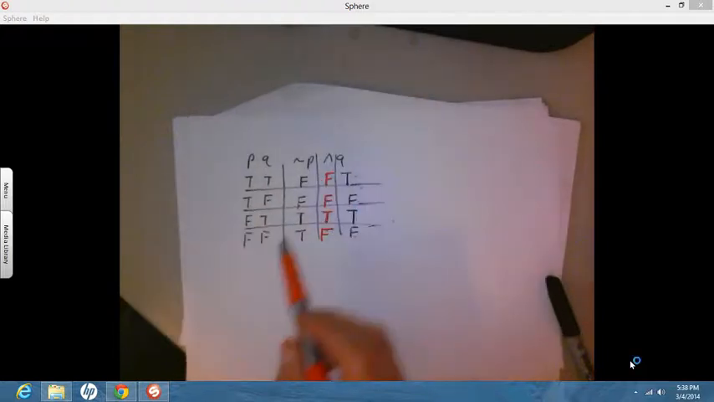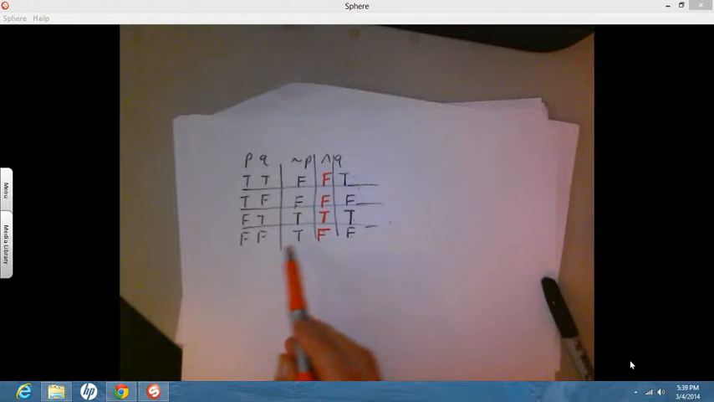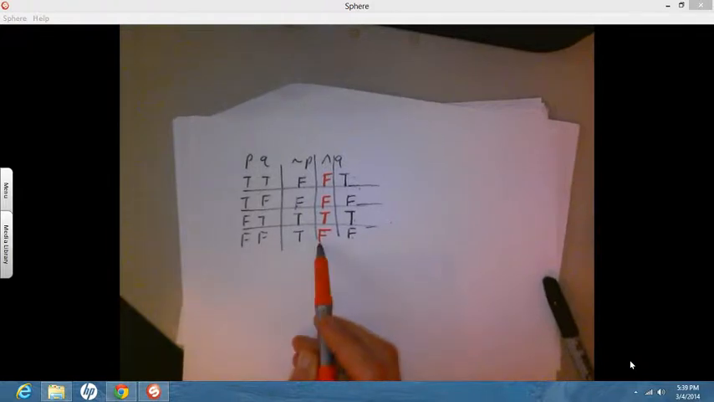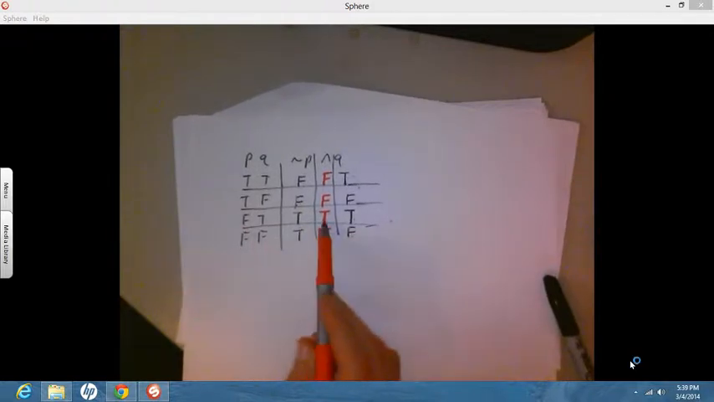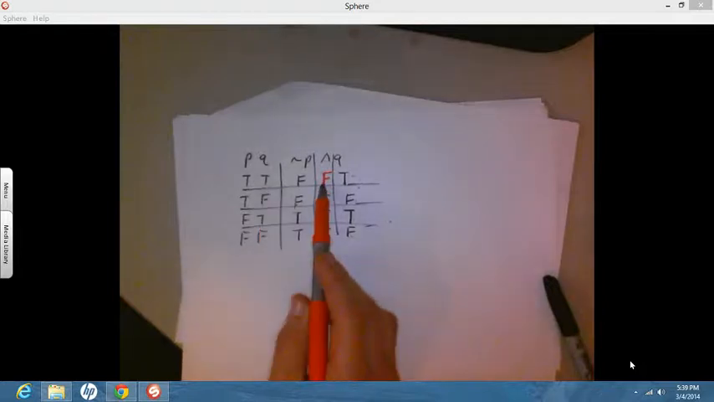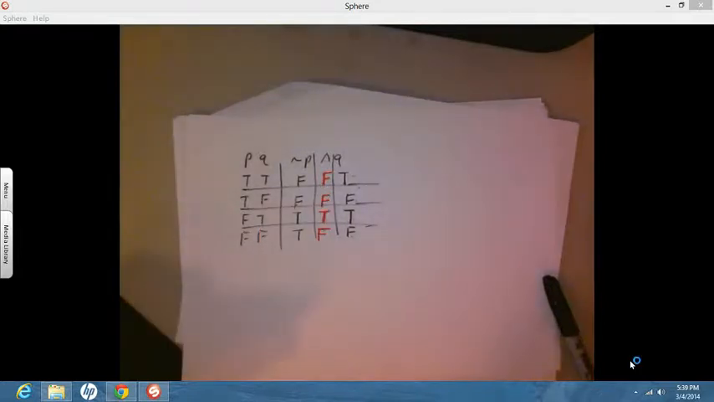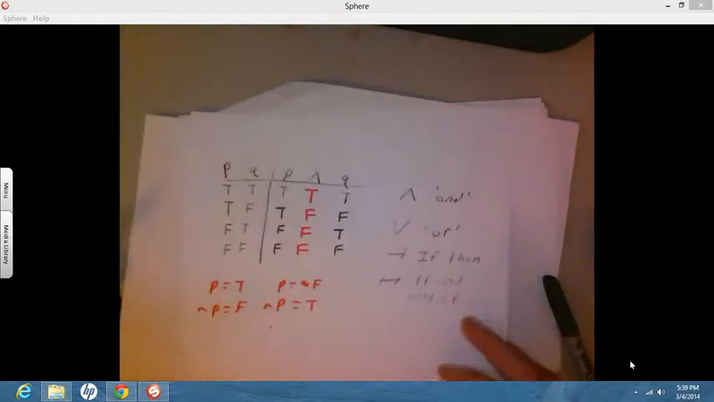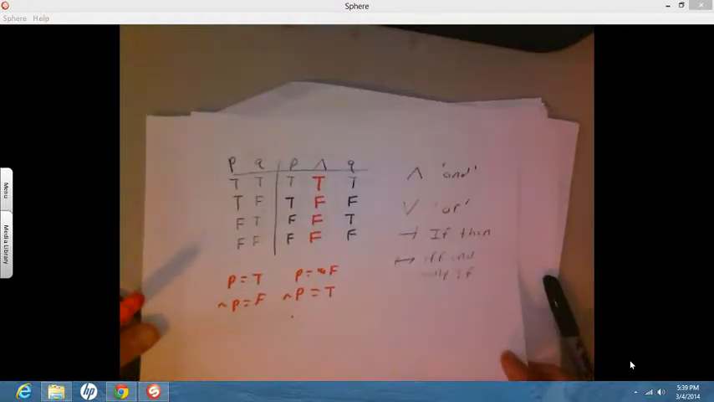Inputs of false, true give me a true value. Inputs of true, false give me a false value. And true, true gives me a false value. Right? Which is slightly different than the actual conjunctive table. This is the unmodified conjunctive. Okay. I'm going to do one more with the parentheses.